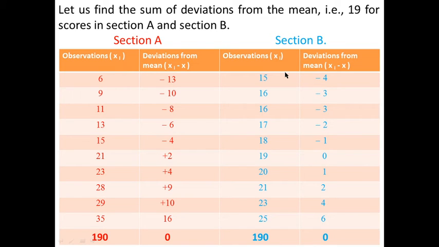And 15 minus 19, 19 is the mean. That means 15 minus 19 is equal to minus 4. 16 minus 19, minus 3. 16 minus 19, minus 3. 17 minus 19, minus 2. 18 minus 19, minus 1. 19 minus 19, 0. 20 minus 19, plus 1. 21 minus 19, plus 2. 23 minus 19, plus 4. 25 minus 19, plus 6. The sum of deviations is also 0.